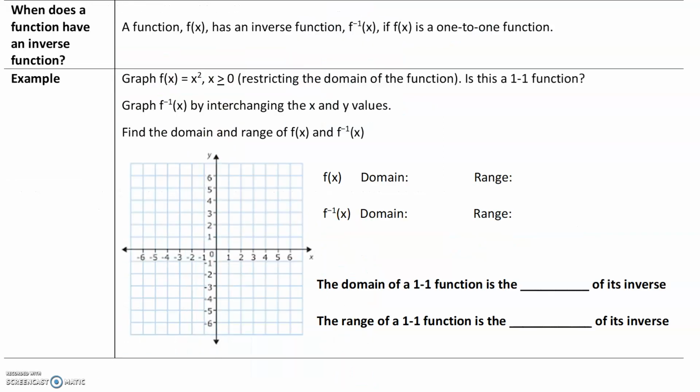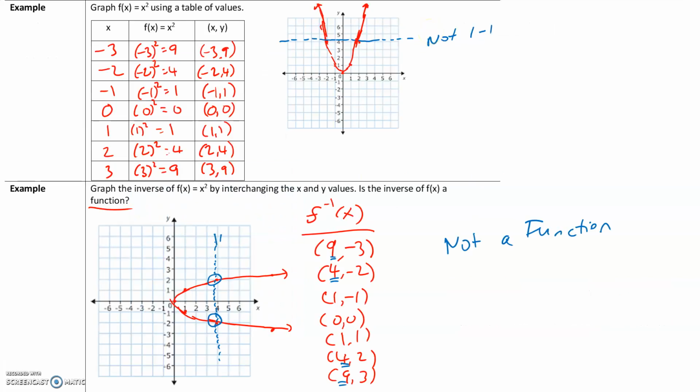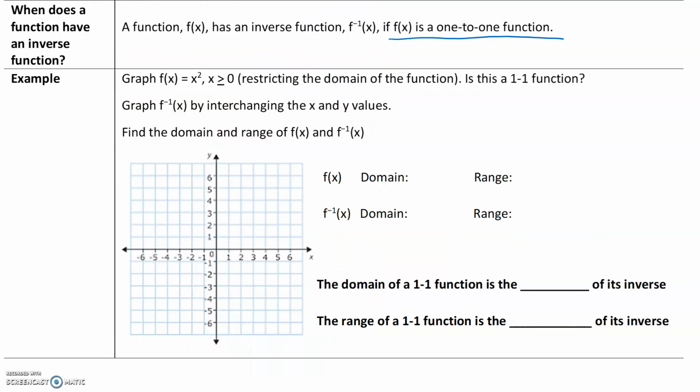For a function f of x to have an inverse, f of x has to be a one-to-one function. So a function f of x has an inverse function f inverse of x only if the original function f of x is one-to-one. Because if that doesn't happen, like in this case, then the inverse will not be a function. So the original function f of x has to be a one-to-one function.